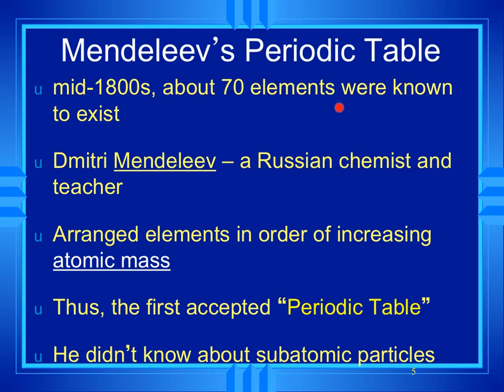At that time, we had about 70 different elements. He is credited with creating the first accepted periodic table. Mendeleev was a Russian chemist and a teacher, and he arranged the elements in order of increasing atomic mass. Since it was the 1800s, he didn't know anything about subatomic particles, so he was really just organizing them based off of their properties.